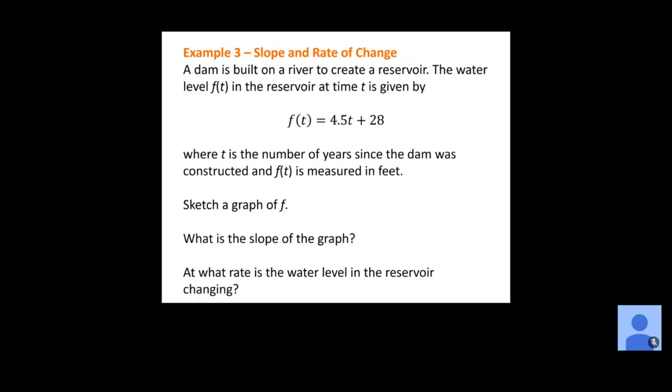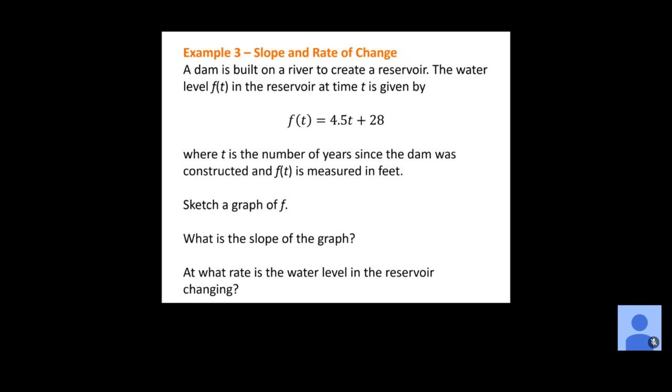All right, so example 3. We have a dam built on a river to create a reservoir. The water level f of t in that reservoir at time t is given by the function f of t equals 4.5t plus 28. T is going to represent a number of years since the dam was constructed. F of t is going to represent the height of the water level, and it's going to be measured in feet. Okay, so t is the number of years since we built the dam. F of t is the height of the water measured in feet.